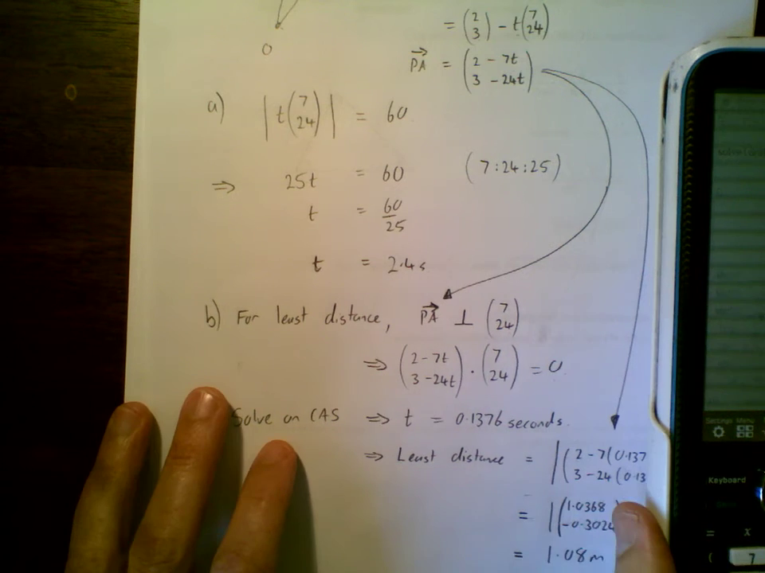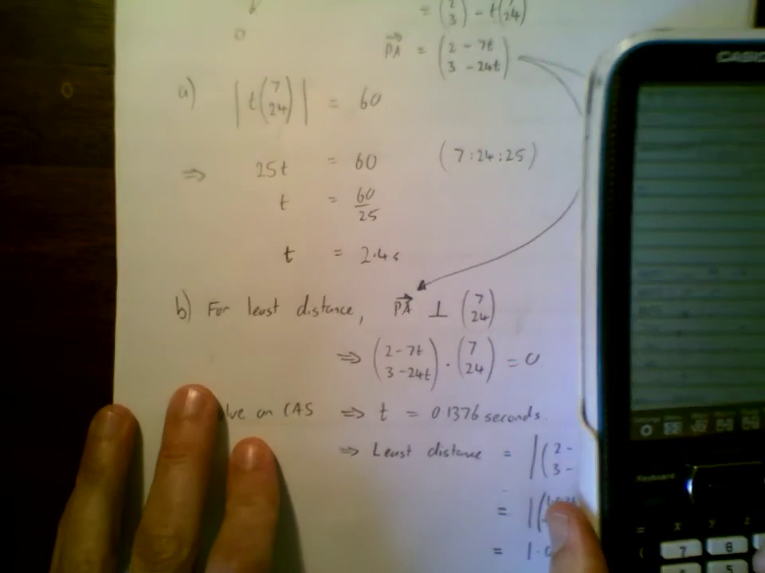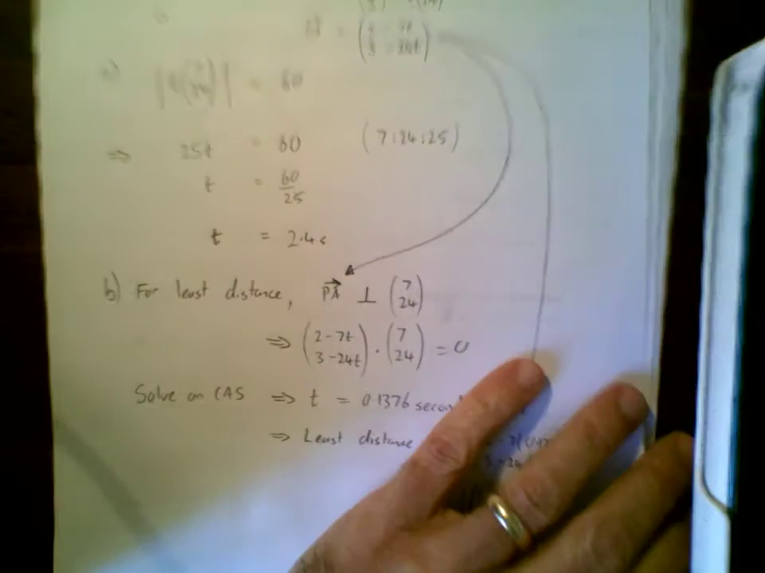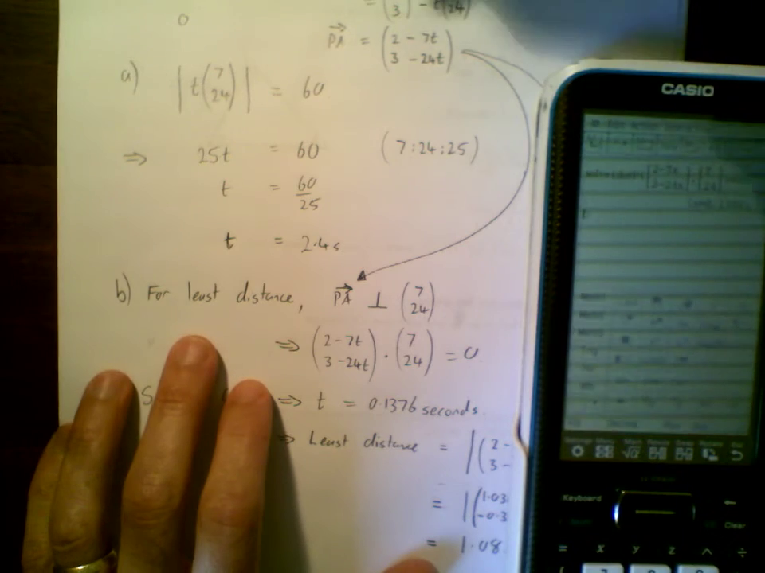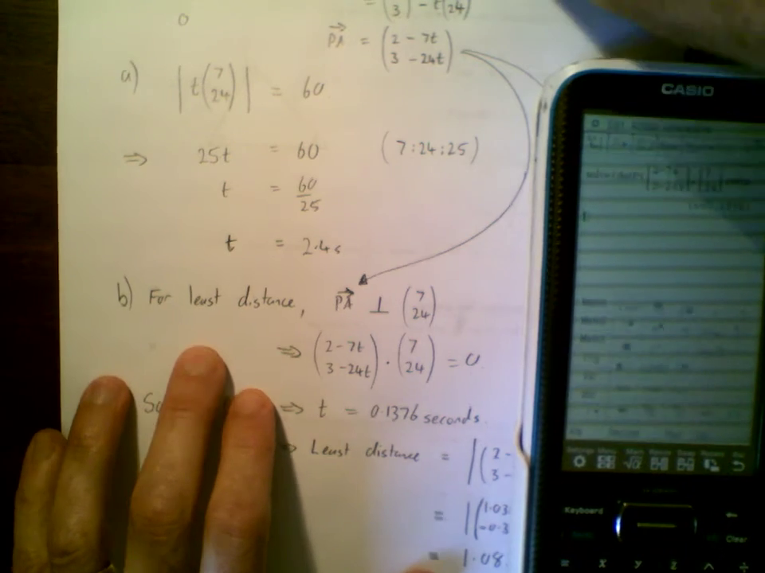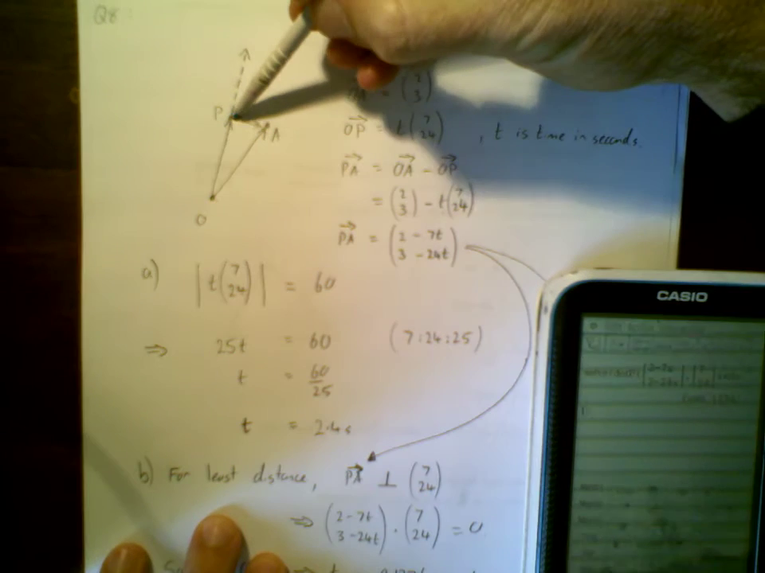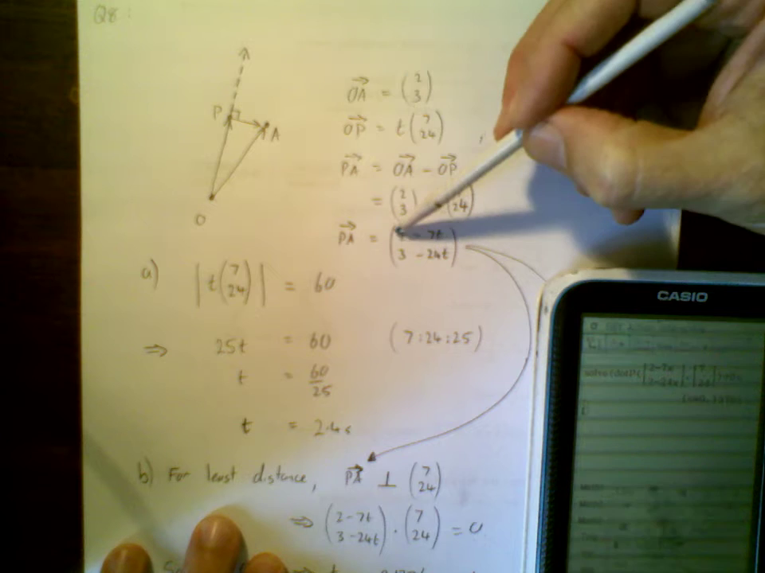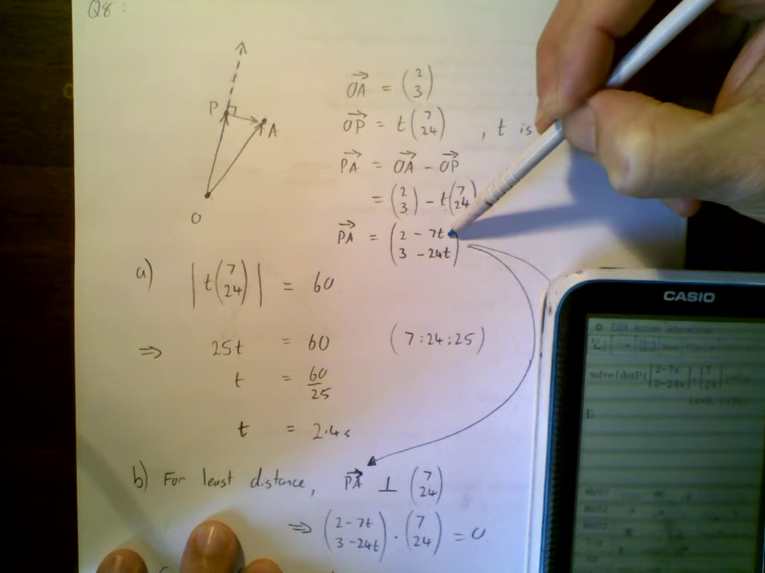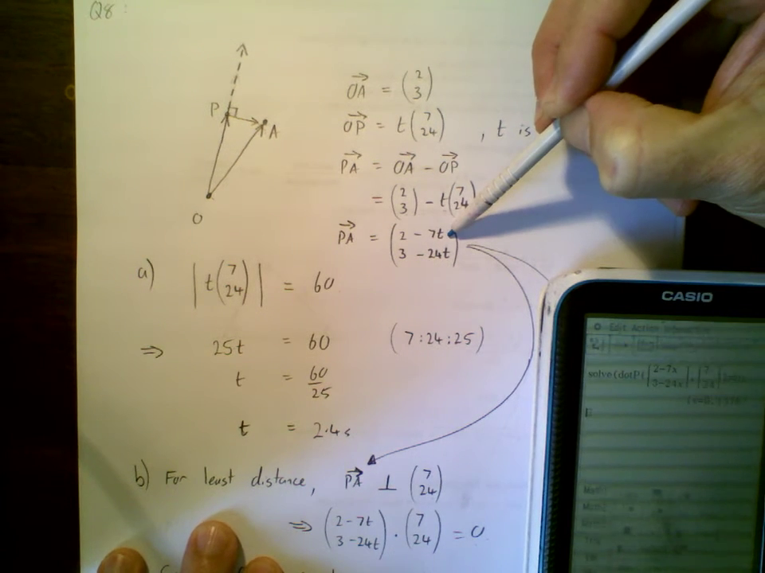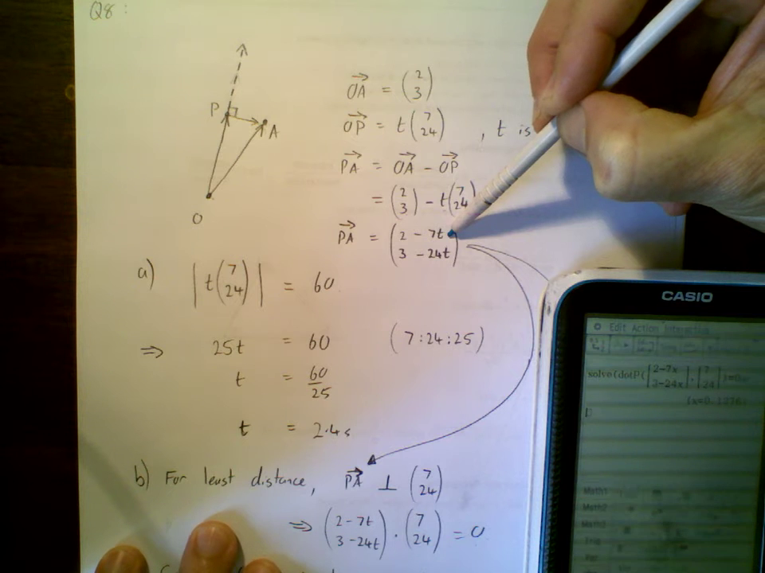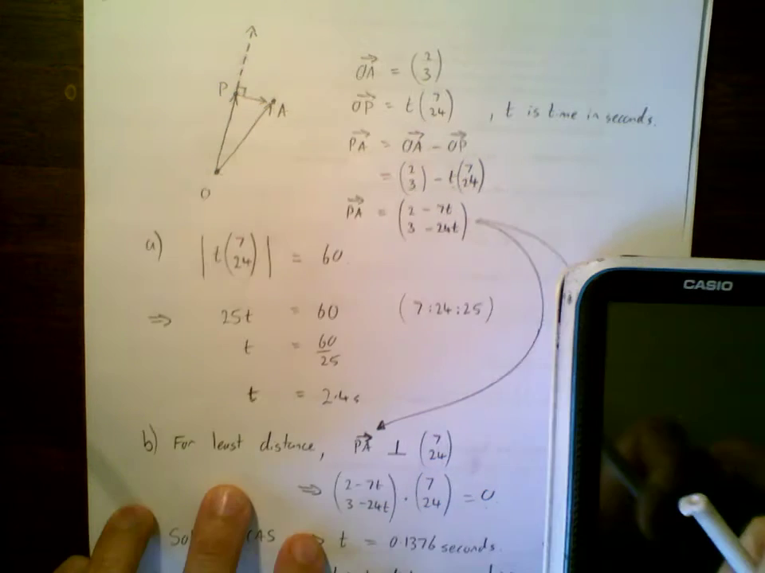Now, of course, we wanted the distance and not the time. So to find the distance, all we need to do is, at that value of t, in our diagram, find this distance here. Effectively, we want to find the magnitude of this vector when that t value is 0.1376 seconds. So again, really easily done on the ClassPad.